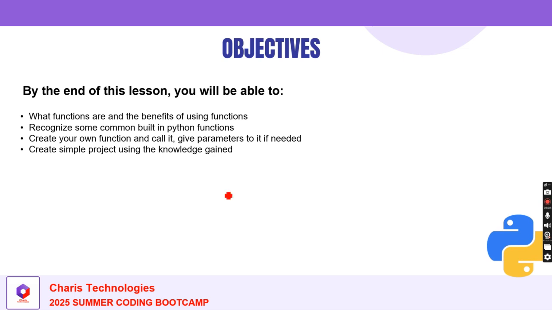So lesson objectives. By the end of this lesson, you will be able to understand what functions are and the benefits of using functions. You should be able to recognize some common built-in Python functions. You should be able to create your own function and call it, give parameters to it if needed. And you should be able to create simple projects using the knowledge gained.